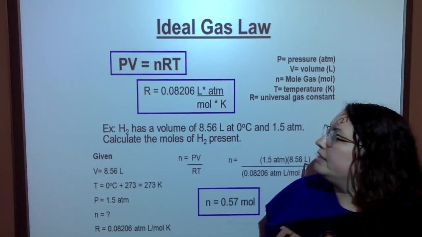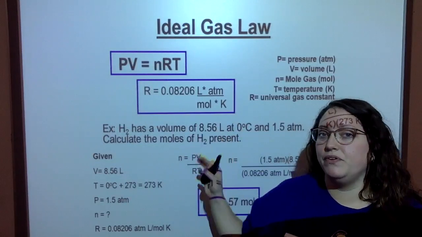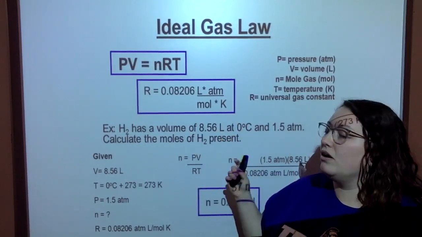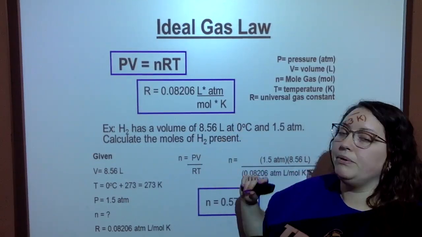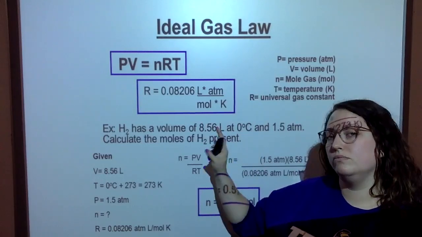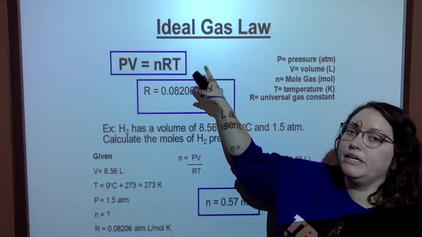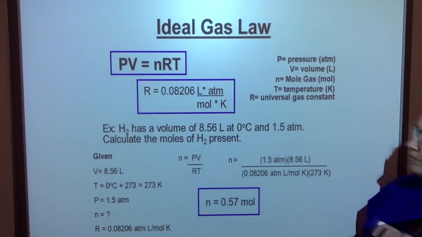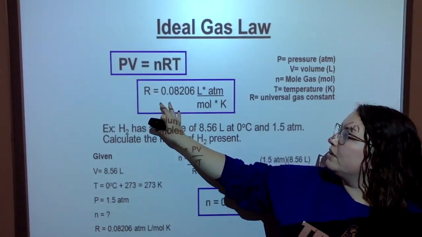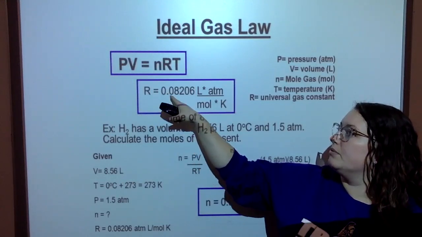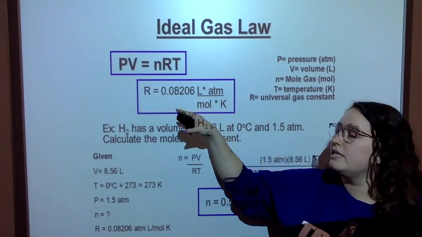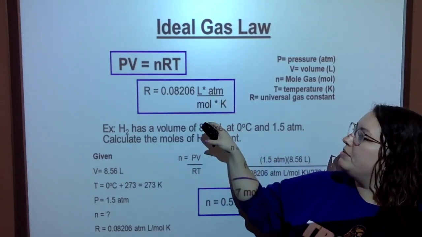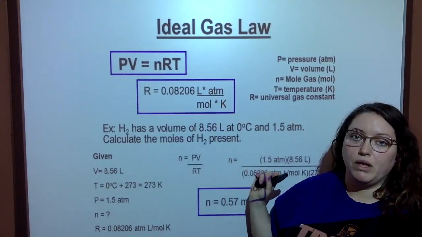Okay, so when you're looking at these, pressure is either going to be in atmospheres or kilopascal. Volume will be in liters. N will be in moles. R, we'll talk about in a minute. And T has to be in Kelvin. All right. So with this here, we have this R. You can see that R is equal to 0.08206, and it's liters times atmospheres divided by moles times Kelvin.